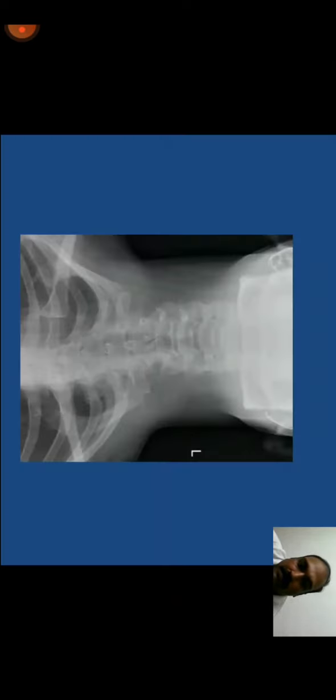You can see the fused vertebrae, isn't it? This is seen in bamboo spine, ankylosing spondylitis. Not commonly seen in the cervical region. You can see it can be there, but usually you will find it in the lumbar region. Right. So another one. Any abnormalities here?